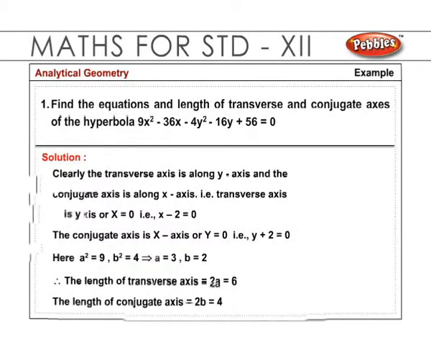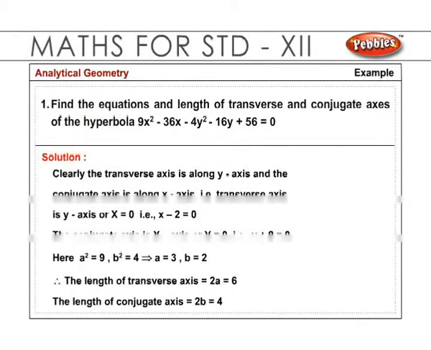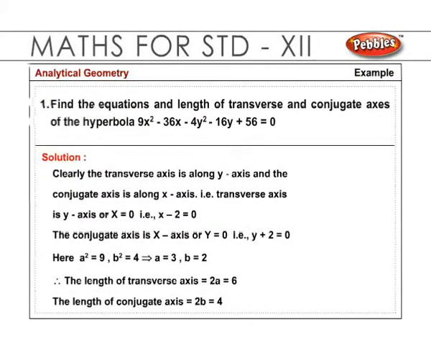Here, a squared is equal to 9, b squared is equal to 4. Therefore, a is equal to 3, b is equal to 2. Therefore, the length of the transverse axis is equal to 2a is equal to 6. Length of the conjugate axis is equal to 2b is equal to 4.